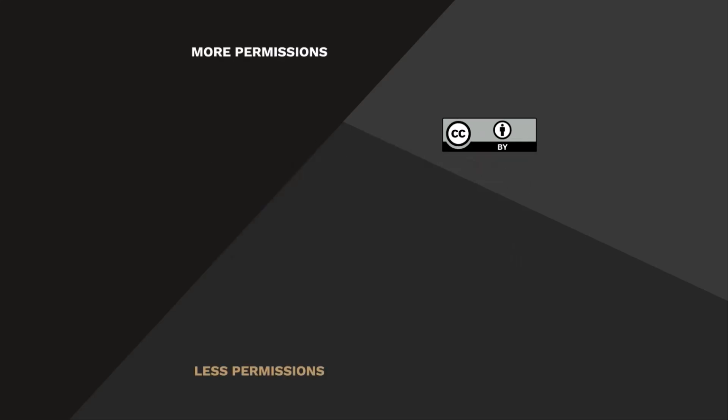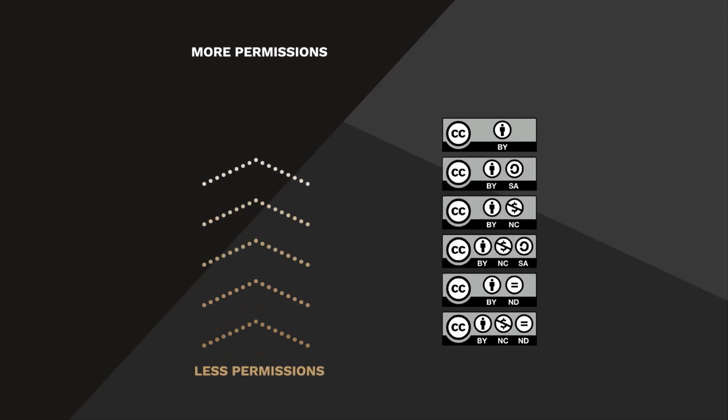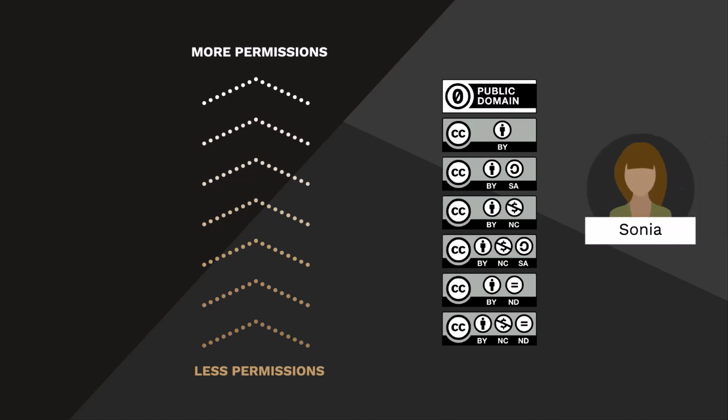A Creative Commons license always begins with the abbreviation CC to denote Creative Commons. The remaining abbreviations specify what rights the resource creator wants to retain to their original work. The worksheet was developed by Seneca faculty member Sonia, who also teaches Spanish.